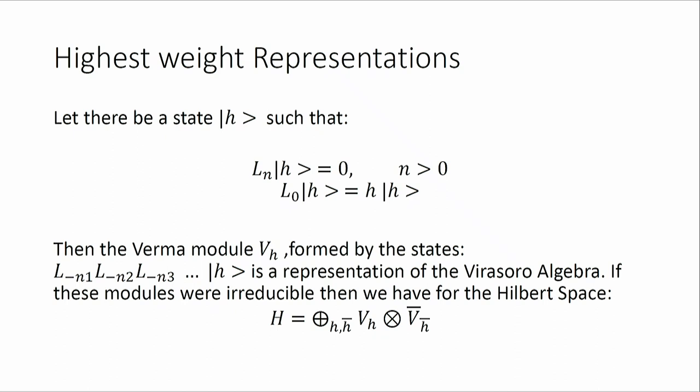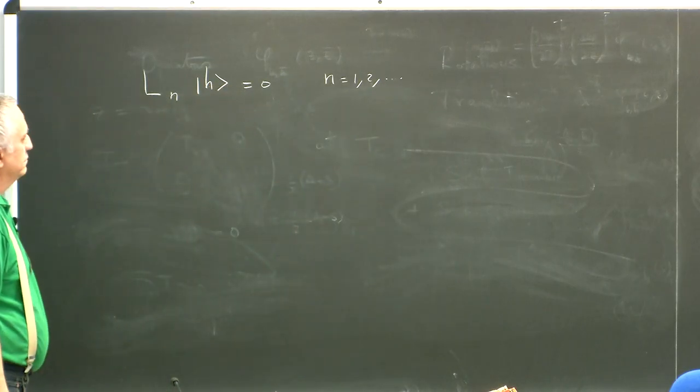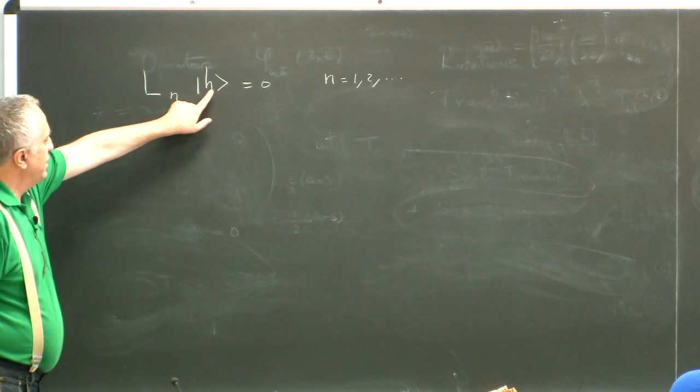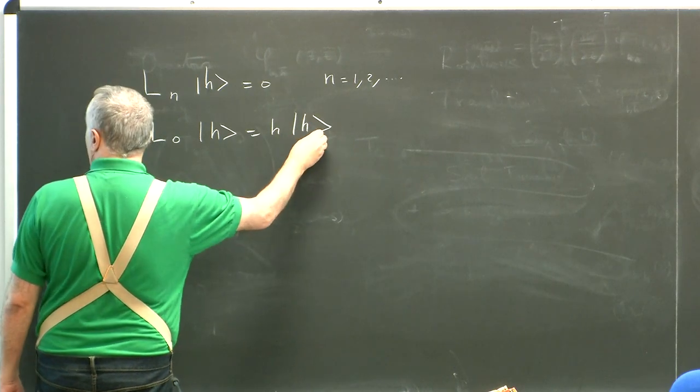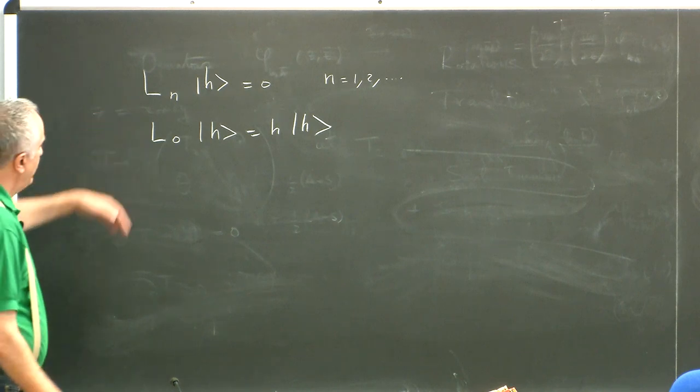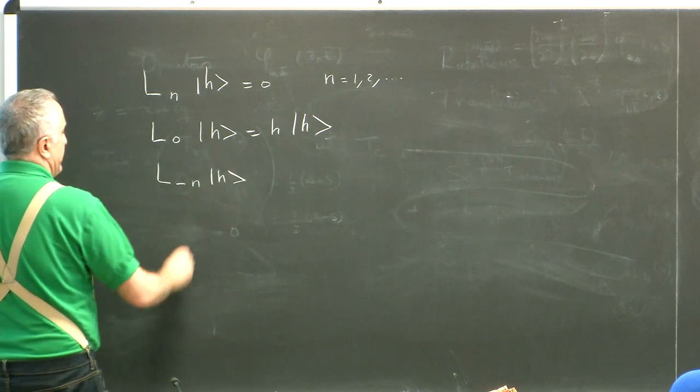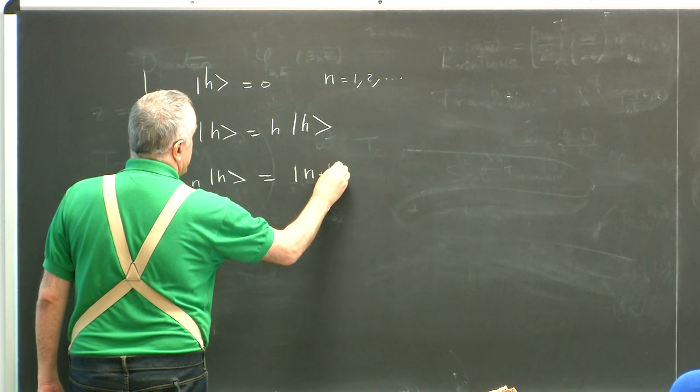This is a little bit like the construction of the angular momentum states or the construction of harmonic oscillator states. So I start with one state, which I call a highest weight state, and it has the property that if I apply Ln to it, it vanishes. This state itself is an eigenstate of L0. And if you apply negative L's to it, it doesn't vanish, but it gives a state with N plus H.